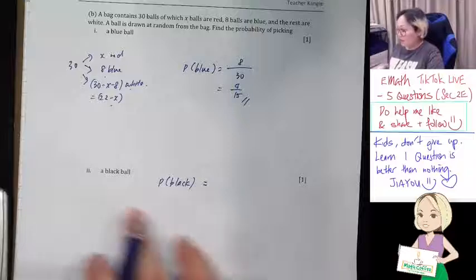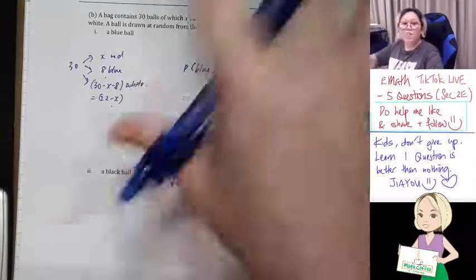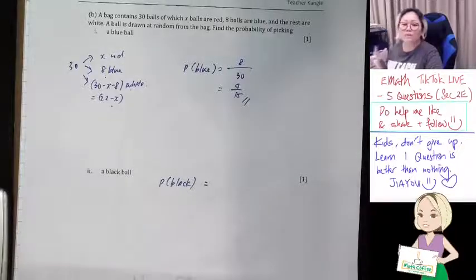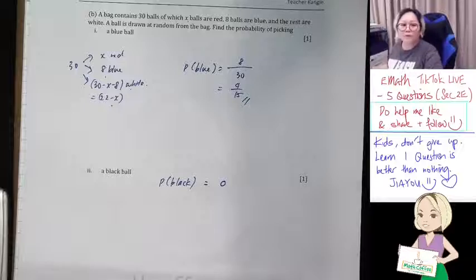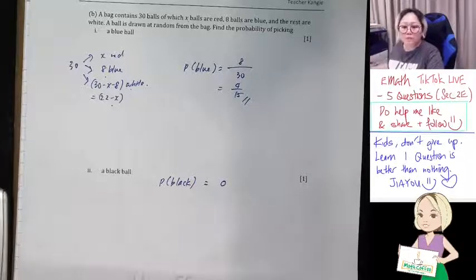Yes, you are right that there's no black ball. I only have red, I have blue, you have white. No matter how you pick the ball, pick until tomorrow, you will never pick the black ball because there are 0 black balls. So the probability of picking up a black ball is 0.